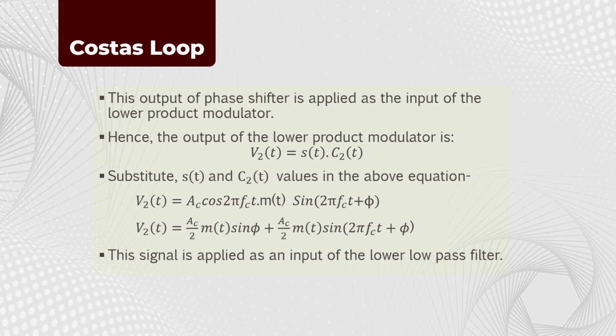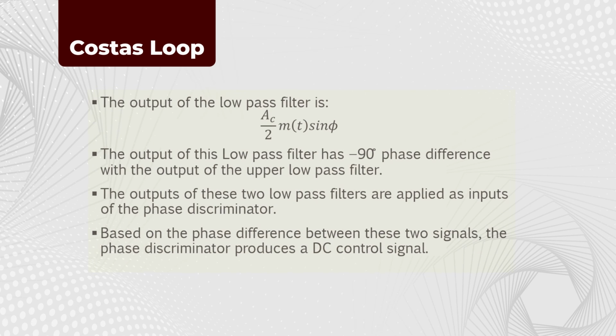Now, substitute the values of s(t) and c2(t) in the above equation, then we get v2(t) = Ac cos(2πfct) · m(t) sin(2πfct + φ), or it can be written as v2(t) = (Ac/2) m(t) sin φ + (Ac/2) m(t) sin(4πfct + φ). This signal is applied as an input of the lower low pass filter. The output of the low pass filter is (Ac/2) m(t) sin φ.